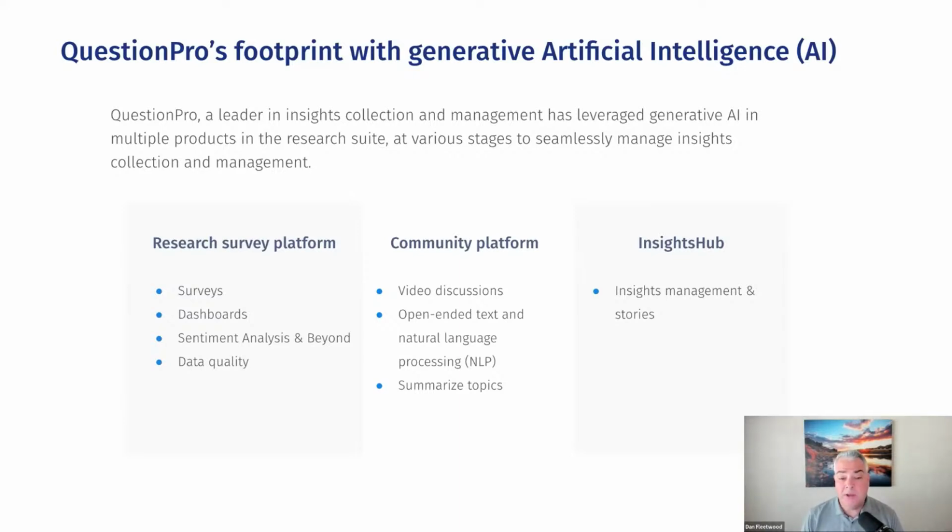We can do sentiment analysis and beyond with advanced analytics, leveraging AI. Data quality, not only from a perspective of generating attention check questions, but also utilizing AI to help out with gibberish, contextual analysis, different things like that, that really, we can leverage AI to help us out in data quality. Data quality is another very important topic within the research industry.